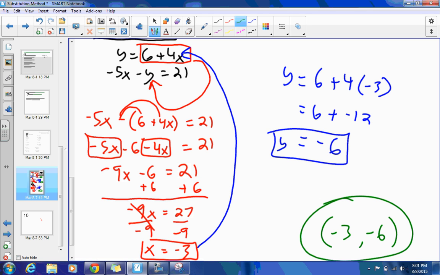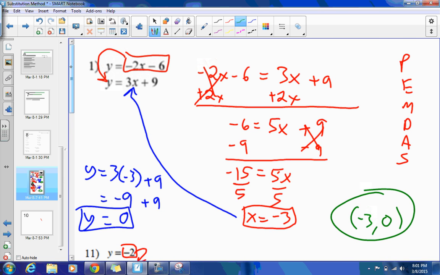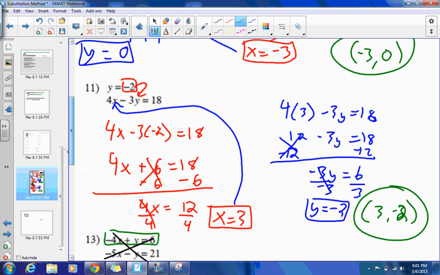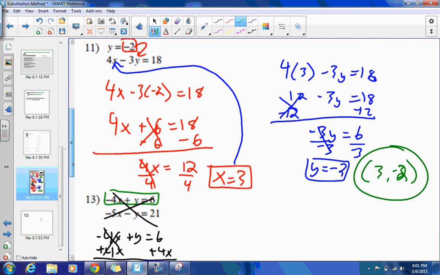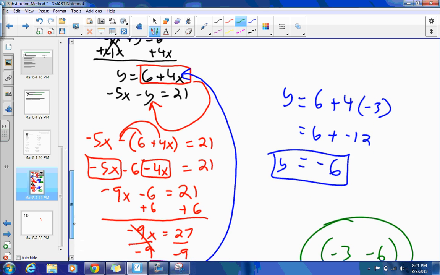So this is just the answer key for our first worksheet on the substitution method for solving systems of equations. I showed you 3 of them. You should have ended up with number 1 having the ordered pair negative 3, 0. Number 11 having the ordered pair 3, negative 2. And 13 having the ordered pair negative 3, negative 6.